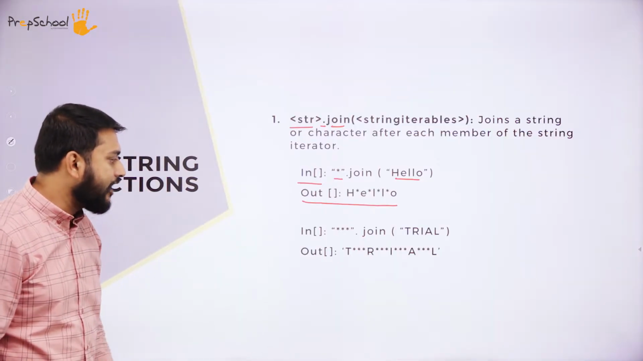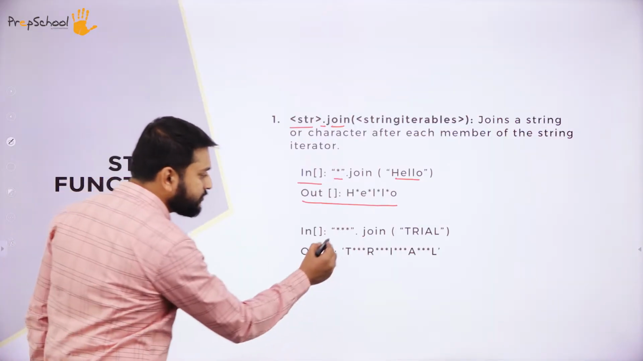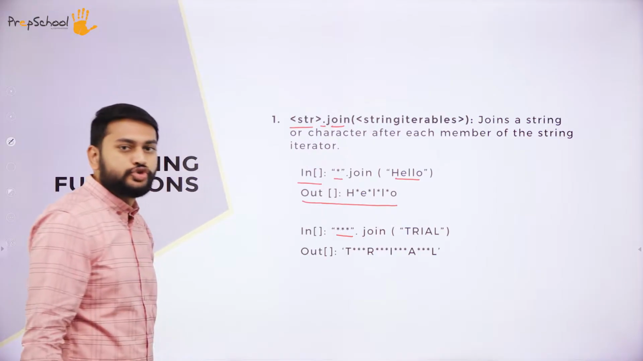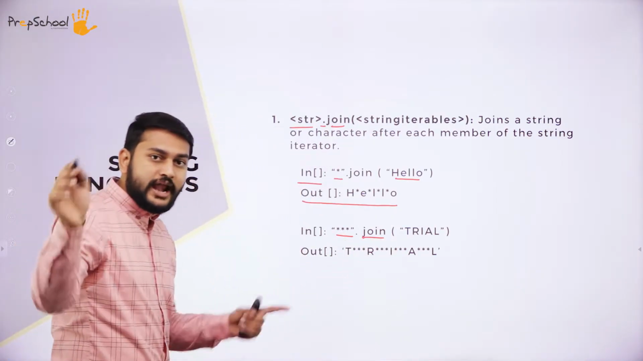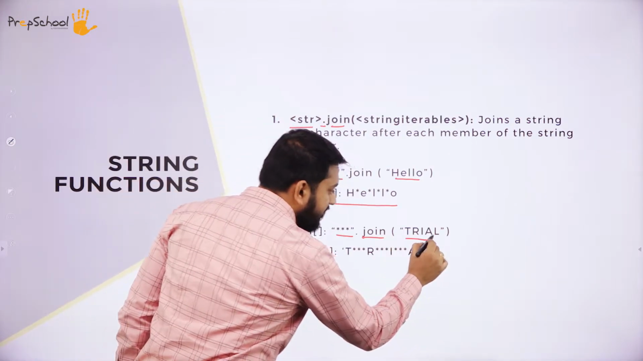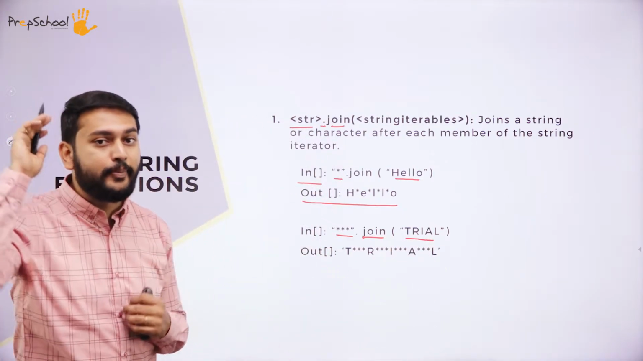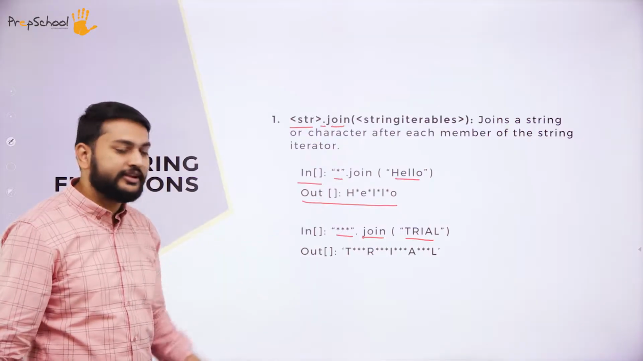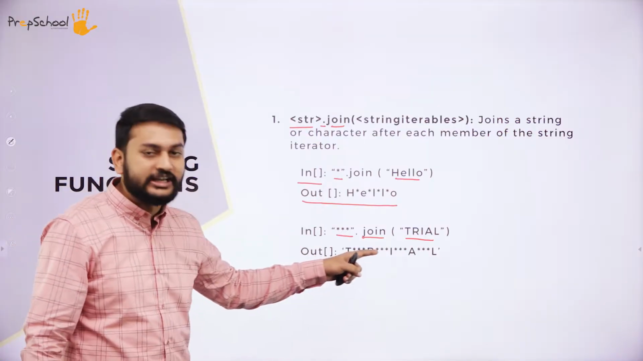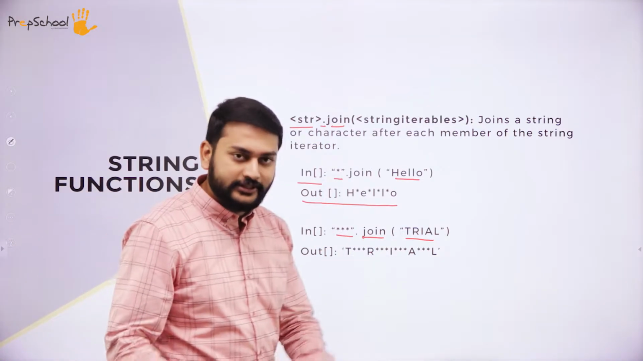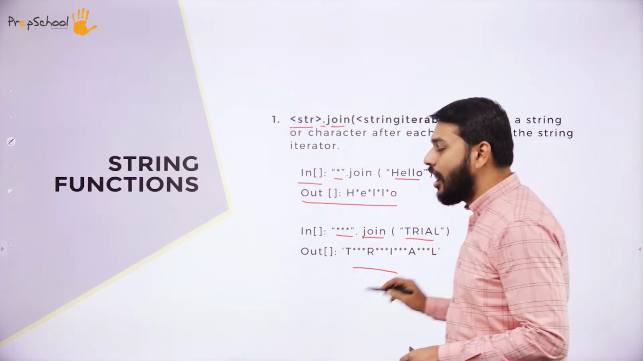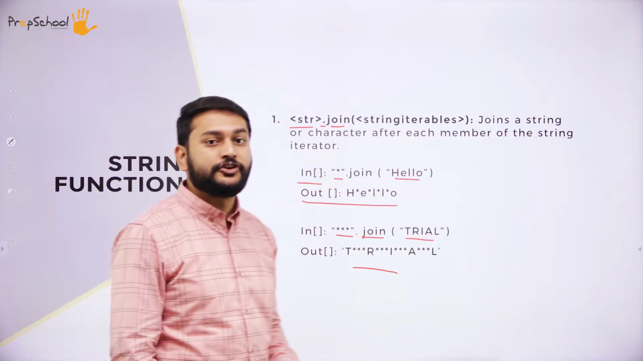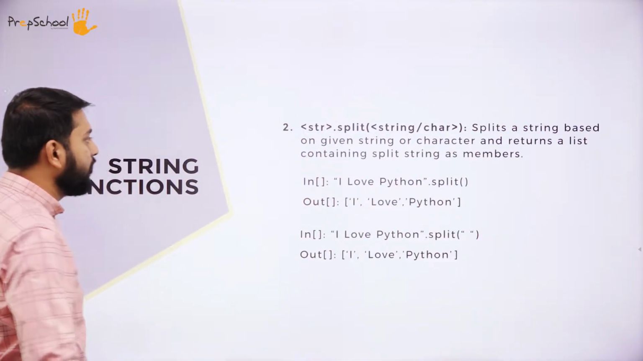What is the next one that I have? Next example, please observe, I have given 3 stars. What function am I using? The dot join function. What have I given within the bracket? I have given trial. Please remember, for each and every character, I will be placing the stars. This will be your output with respect to the string functions. Let me not waste your time much. Let me go to the next one.